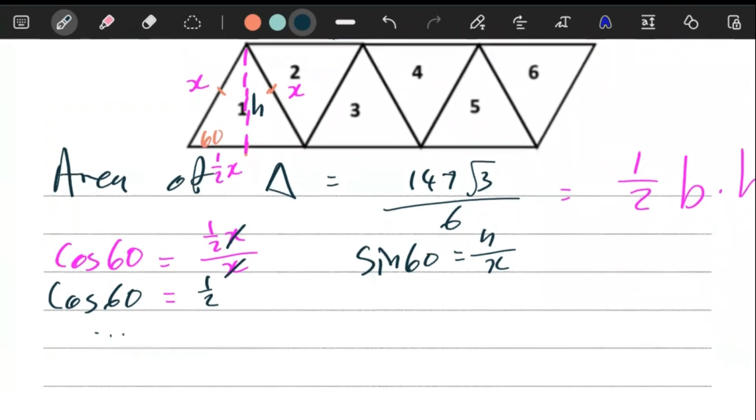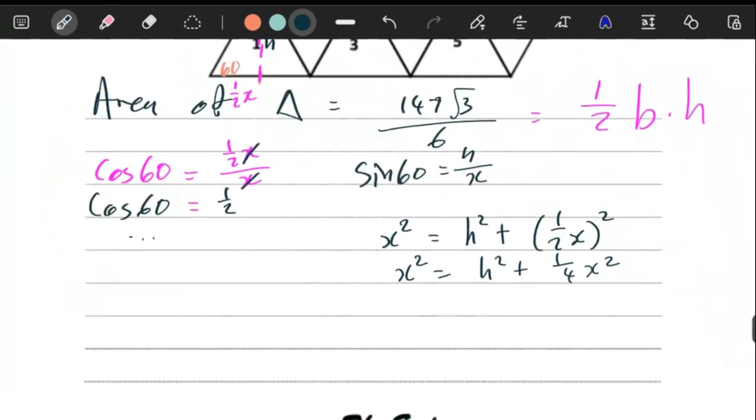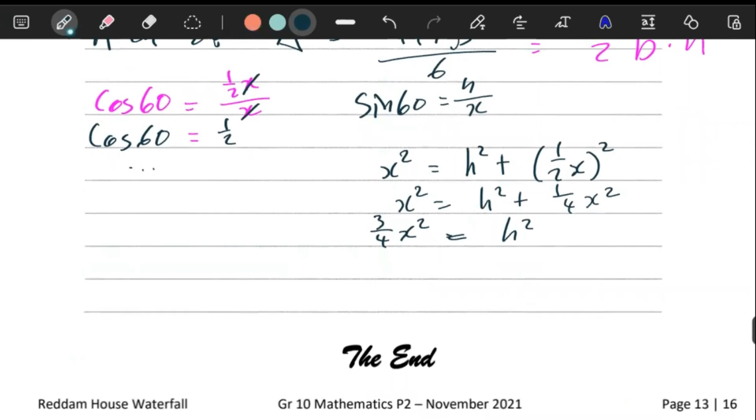The one equation that will have x and h is Pythagoras. So we can say here x squared is equal to h squared plus a half x squared. So this is like h squared plus a quarter x squared. And then with everything on one side except for the h squared, you're going to have 1 minus a quarter, that's like 3/4. And then you take the square root of each side. Square root, that's like h.